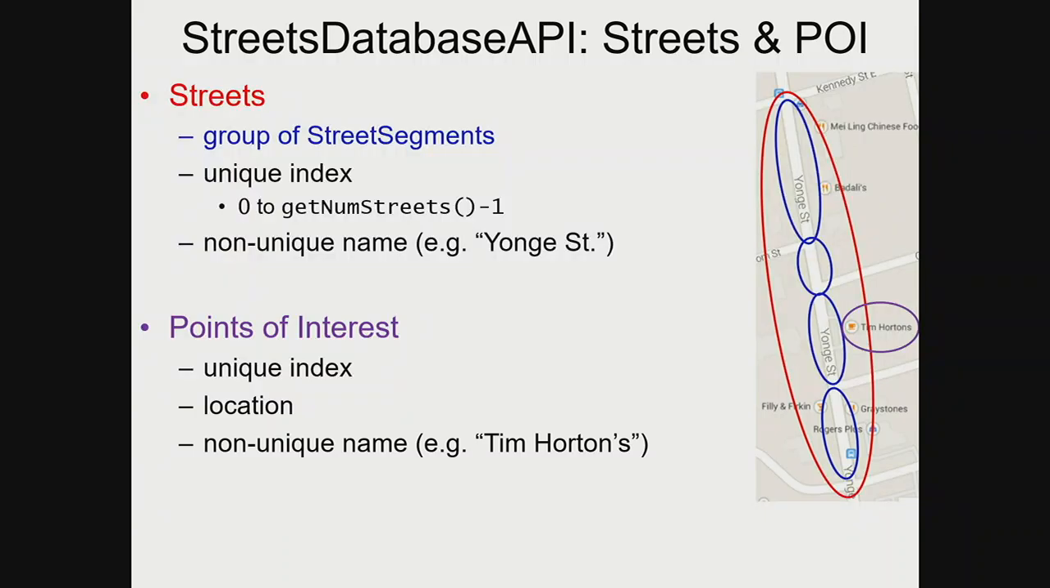The second type that you're going to use is called points of interest. These are basically interesting points in the city, for example, a Tim Horton's or a McDonald's. These are interesting features in the city that have their own unique index and location, latitude and longitude. And they have a non-unique name again. There are multiple Tim Hortons in the city, so you cannot use the name to identify that point of interest.